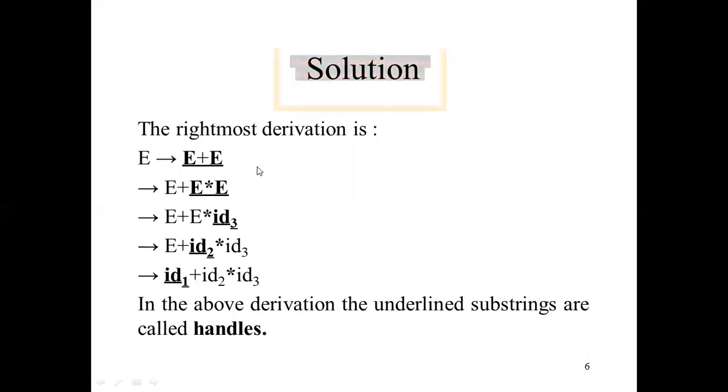So in the above derivation, the underlined substrings are called handles. There are various examples of handles. Here you are replacing this e by e plus e, choosing from the given grammar, so this is called a handle. The underlined part is called the handle, just as you have moved one step. Again this is a handle, as you replace a value here, and again here, and again here. So the underlined substrings are called handles. Now it is clear, I hope.